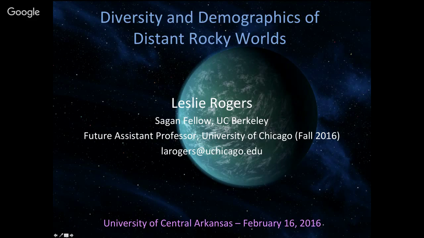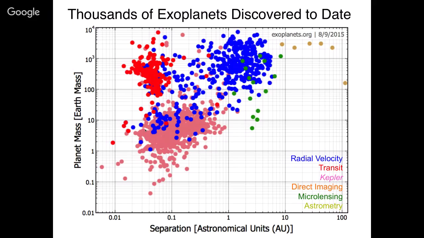Okay, great. So let me dive in then. So we now know that when you look up at the sky, pretty much every star that you see is orbited by planets. And these planets orbiting other stars outside our solar system are called exoplanets. Now, there have been many thousands of exoplanets discovered to date.